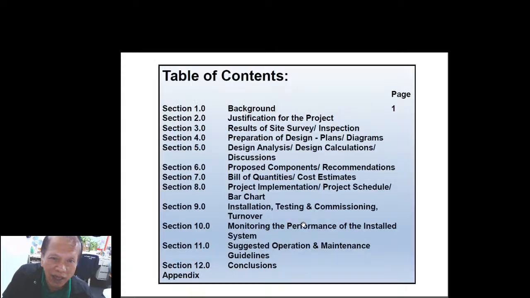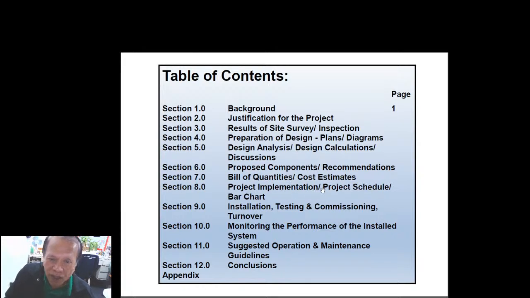Then we go to the next slide. This is the table of contents. Section 1, background. Section 2, justification of the report. Section 3, results of site survey inspection. Section 4, preparation of design, plans, diagrams. Section 5, design analysis, design calculations, discussions. Section 6, proposed components, recommendations. And then section 7, bill of quantities, cost estimates.